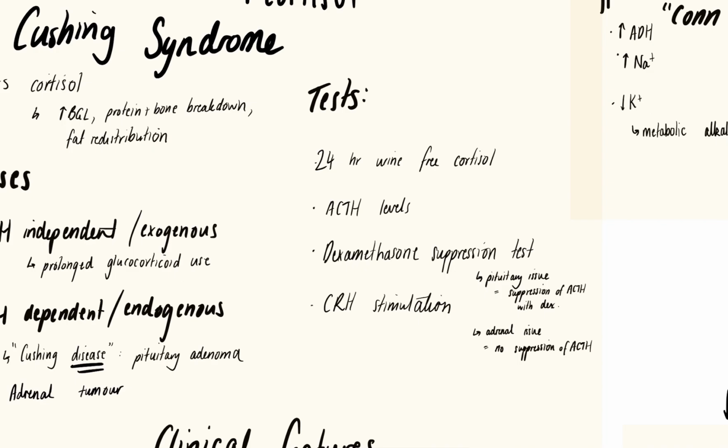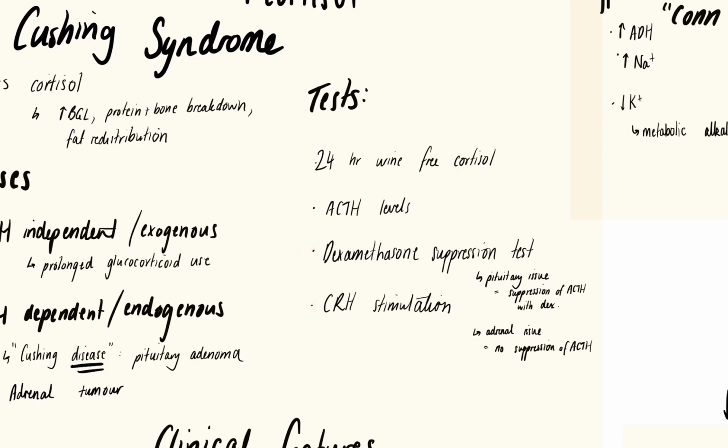So firstly, you can measure the free cortisol in someone's urine over 24 hours. You can measure their ACTH levels to determine whether or not it's Cushing's disease or the pituitary adenoma. You can use the dexamethasone suppression test, which I'll explain in a moment. And you can also use a CRH, corticotropin-releasing hormone stimulation, to see how this affects the production of cortisol.